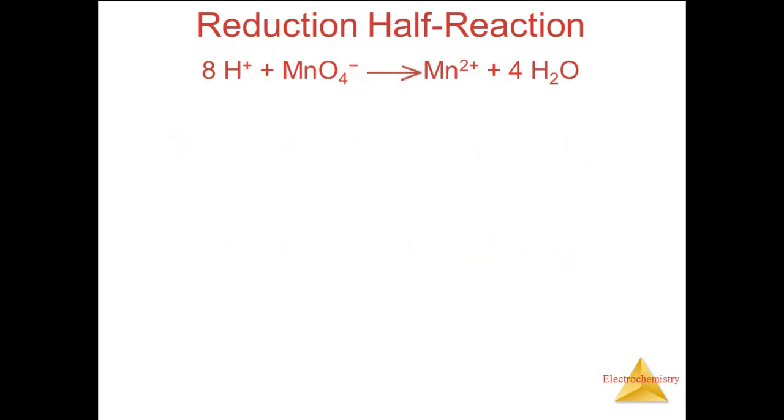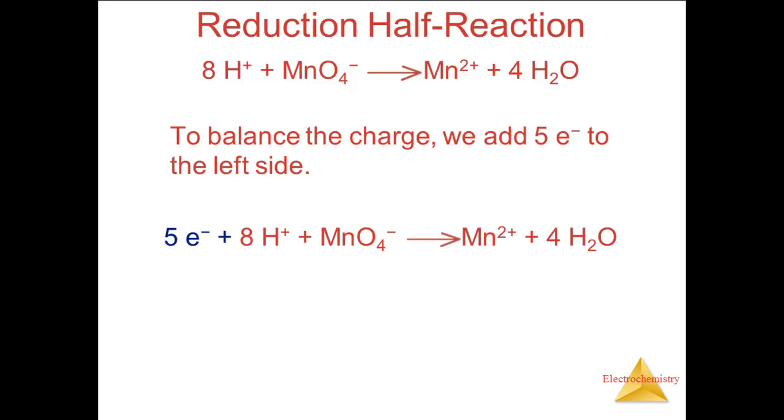Next, we balance the charge. The total charge is +8 minus 1 equals +7 in the reactants and +2 in the products. So we add 5 electrons to the reactants to balance the charge.